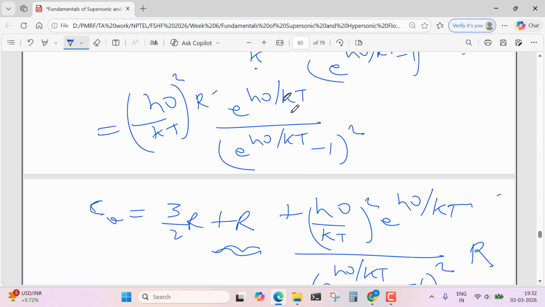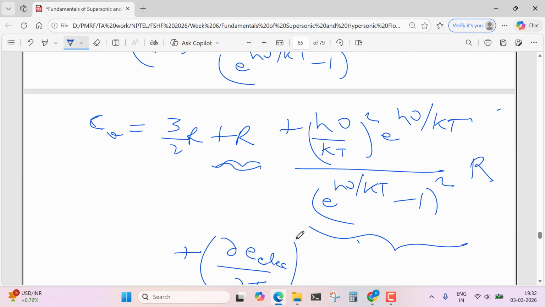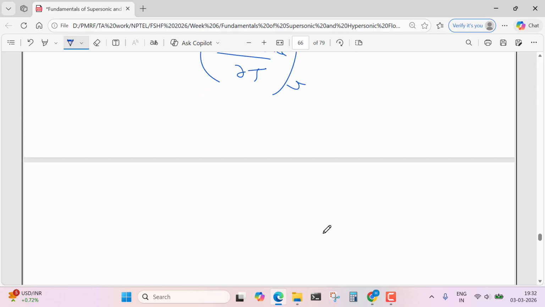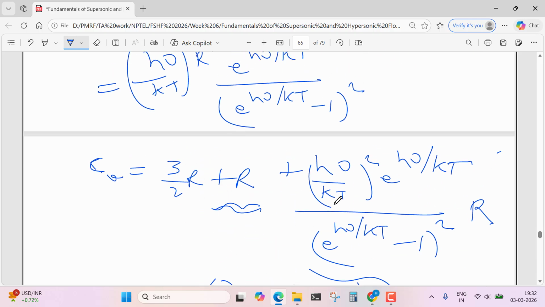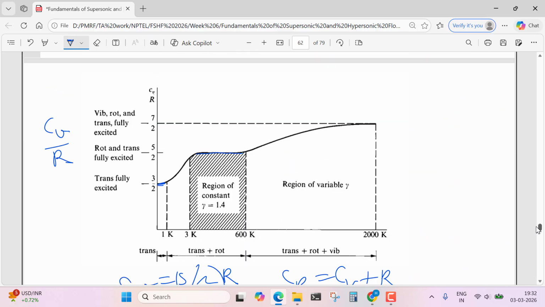So this is a function of temperature, so it will vary, due to which CV will vary with temperature. And if CV is varying with temperature, CP will also vary with temperature, due to which gamma will vary with temperature. So from this figure you can see gamma is varying with temperature.